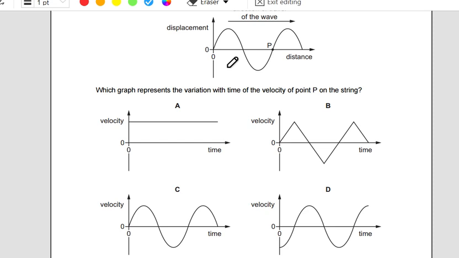gradient. So for a curve, we cannot expect the velocity to be a constant or to be a bunch of straight lines or to have exactly the same shape of displacement with distance, because we are talking about time, and it must be some change. So the answer is D.